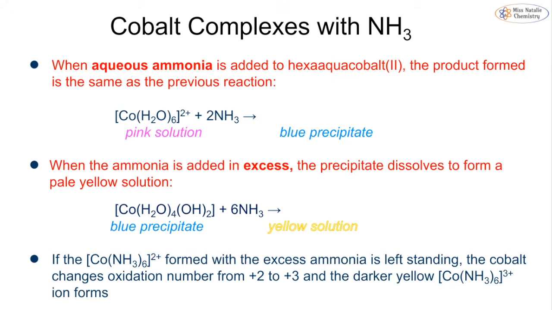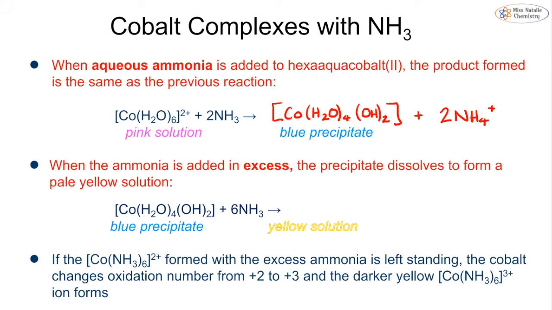When we add aqueous ammonia, we see the same reaction happening where we make this same complex. So we have the cobalt connected to 4 waters and 2 hydroxides. But this time, instead of making the water, we make our 2 ammonium ions. And this again is the blue precipitate because our complex hasn't changed here.